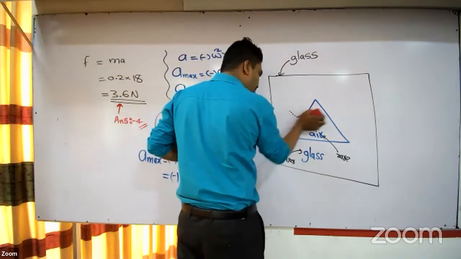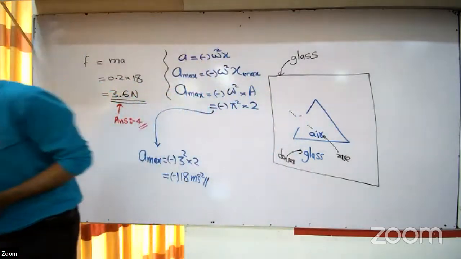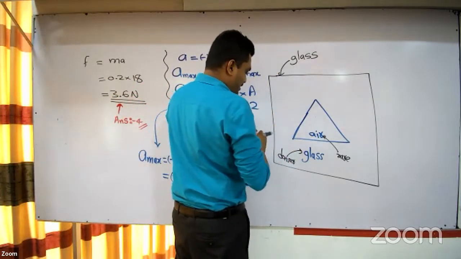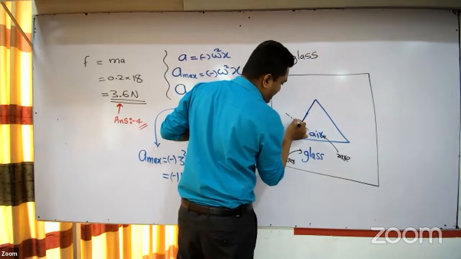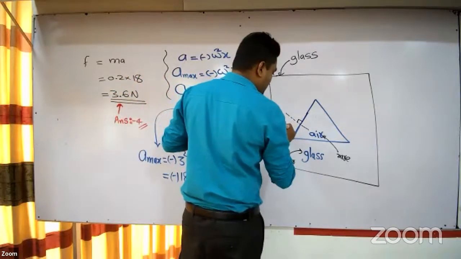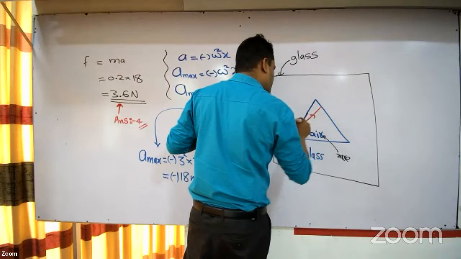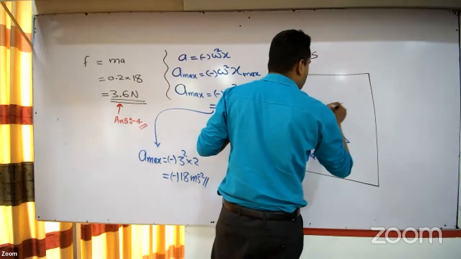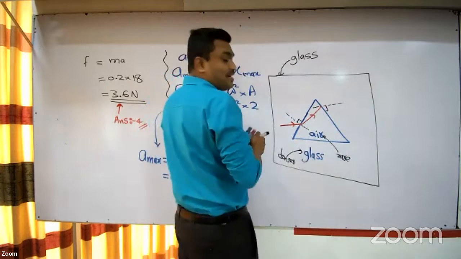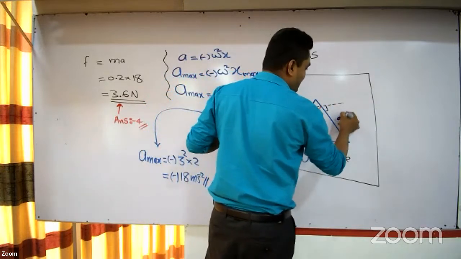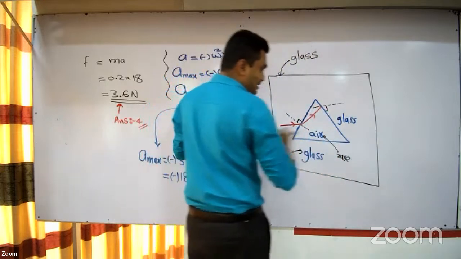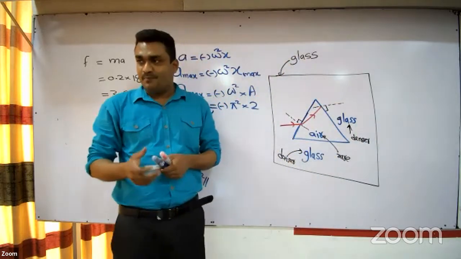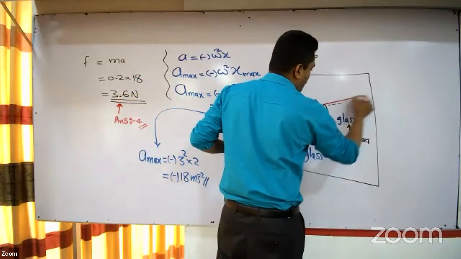When a light ray travels from a denser to a rare medium, it should bend away from the normal, like this. After that, let's draw another normal. Now the light ray travels from rare to denser, because this is again glass, which is denser. So what will happen when a light ray travels from a rare medium to a denser medium? It bends towards the normal, like this.